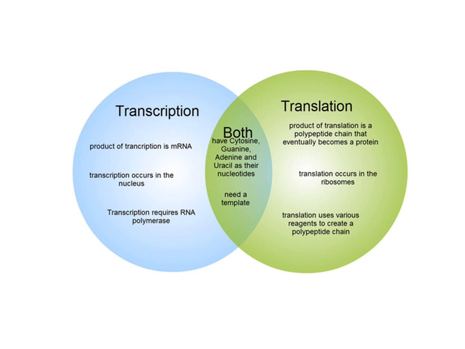And then translation uses various reagents to create a polypeptide chain, which I don't know what those reagents are. I did it one time, don't remember. You don't need to know it as long as you know that a polypeptide chain is a protein, which is amino acids bonding together. Okay? That's all you need to know.